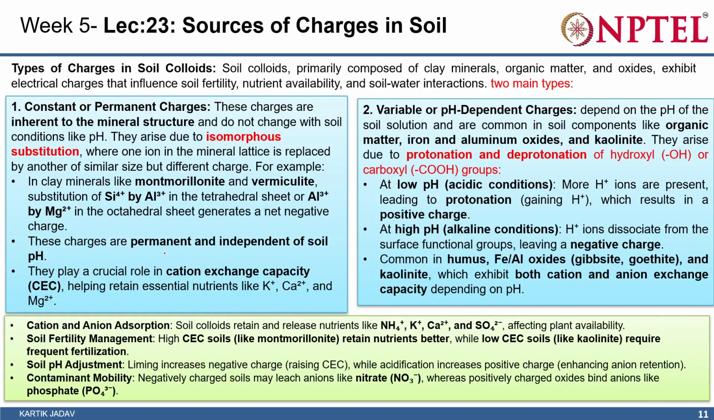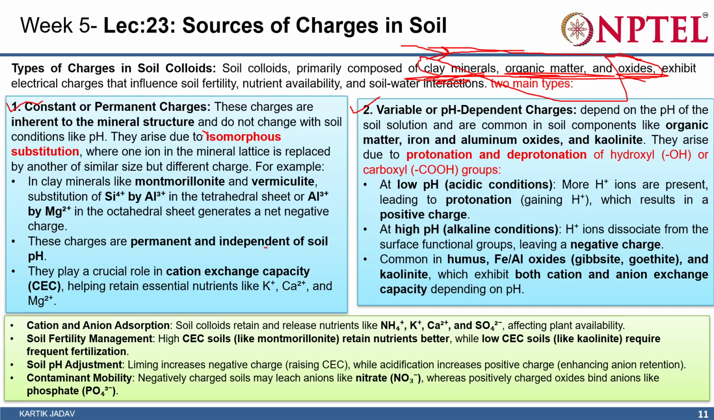Now, as we have discussed, there are various sources of charges on soil colloids. Soil colloids, we know, are primarily composed of clay minerals, organic matter, and oxides, right? And whatever charge is present on this composition, that has two main types: either constant or permanent charge, and the second one is variable, pH dependent charge. Constant and permanent charges are inherent to mineral structure. So it does not change with time, and it is permanent, and it generally arises due to isomorphous substitution. And what is that?